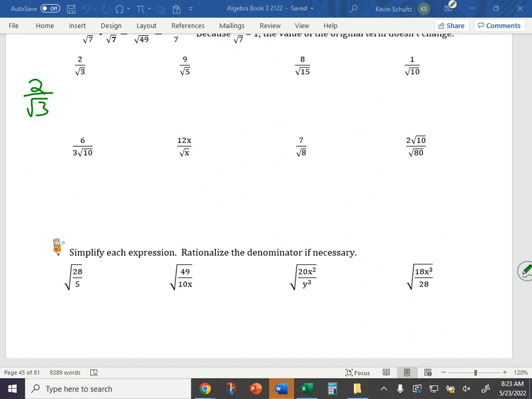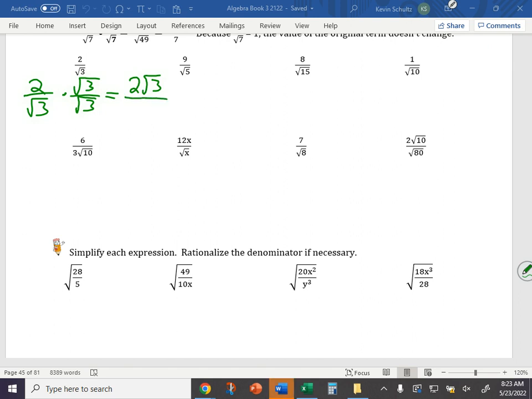Ellen, your hand was up first. Multiply by root 3 over root 3. Yes. And why doesn't this change the value of the expression? Because you're multiplying it by 1. We're multiplying by a really interesting version of 1. Okay? So what does that give us now? In our numerator, 2 times root 3 is 2 root 3.